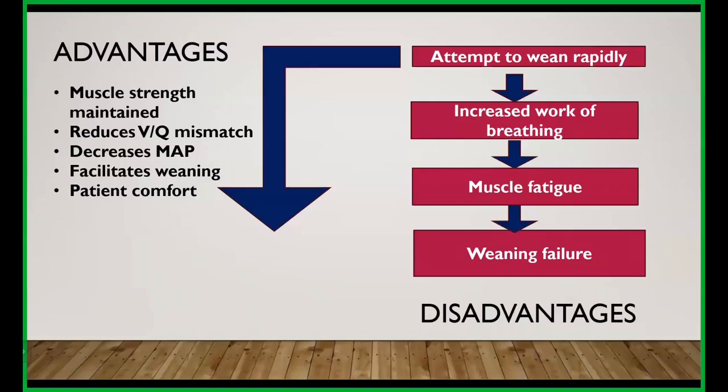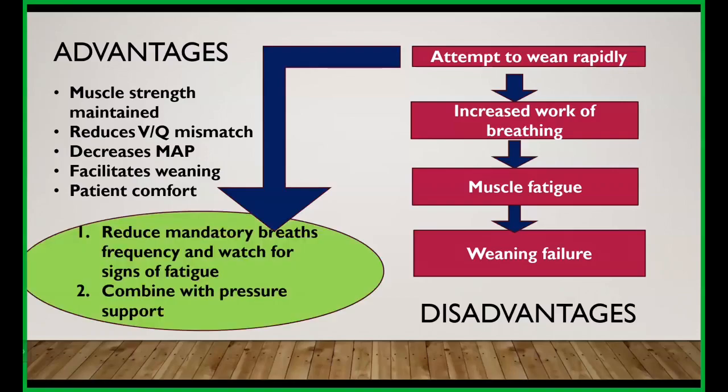How can you overcome this? You can overcome this by increasing your mandatory breath rate. In synchronized intermittent ventilation, you will have spontaneous breath rates and the mandatory breath rate, and your SIMV rate is always your mandatory breath rate. So you can gradually reduce the mandatory breath rate, the breath frequency, and watch for signs of fatigue. If there are any signs of fatigue, then you can increase the mandatory breaths. Hence, you can overcome the weaning failure.